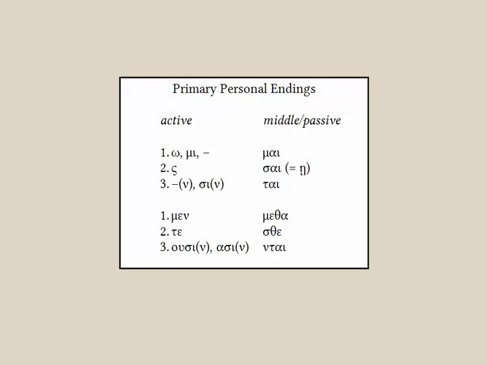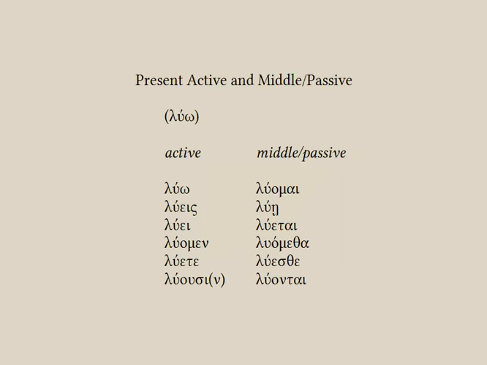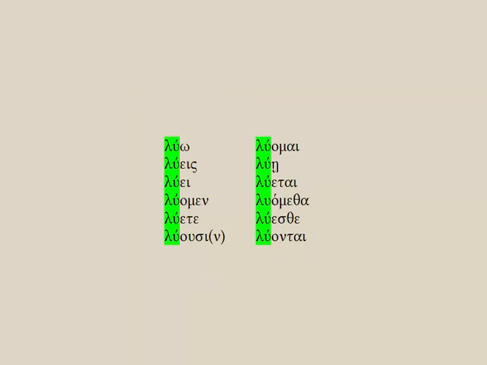For each of these paradigms, you should compare the endings on the paradigm with the endings in the core pattern. So here's our basic paradigm for the present, both active and middle passive. Let's review the basic elements in these forms. They have a stem, which is the present tense form, and it's the first principal part.